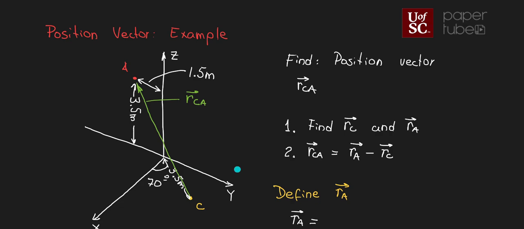In the Y axis, we have 1.5 meters, but it's negative because it's going in this direction. This is my positive Y, this is my negative Y. So we have negative 1.5 j hat. And in the Z direction, we're gonna have 3.5 meters of height. So plus 3.5 k hat, and the units of that will be in meters. Very good. All right, so that's what we have so far for RA.